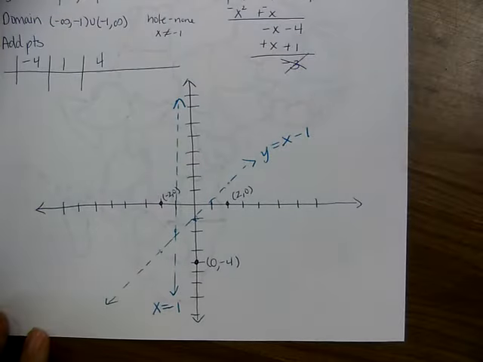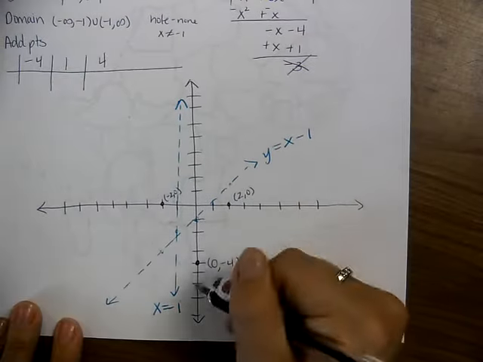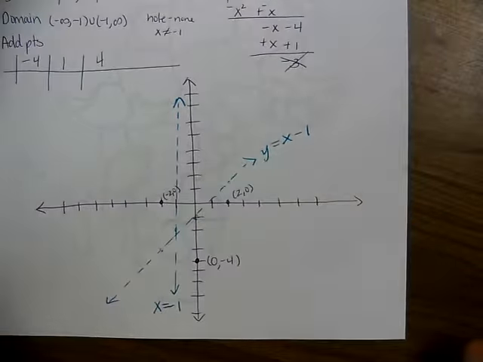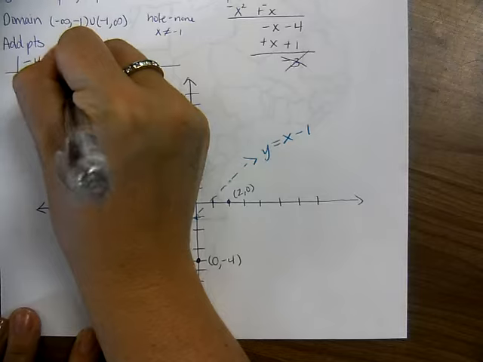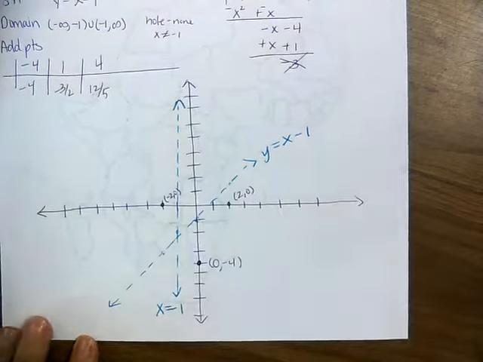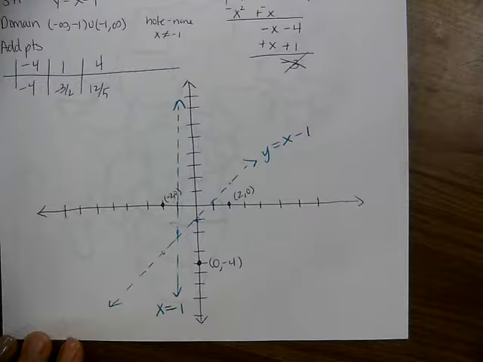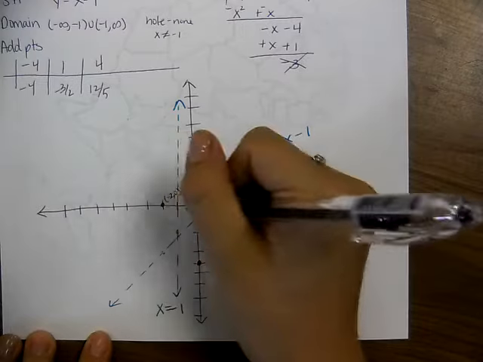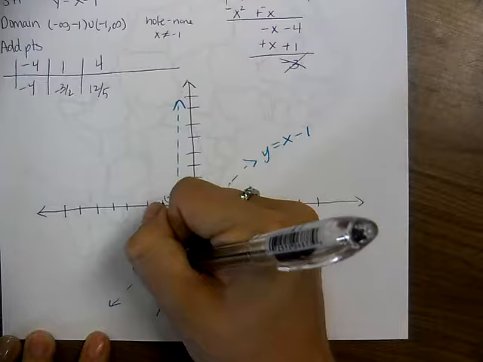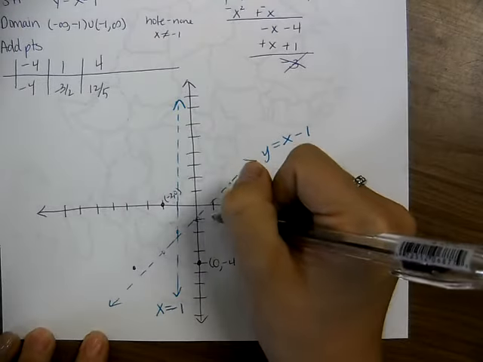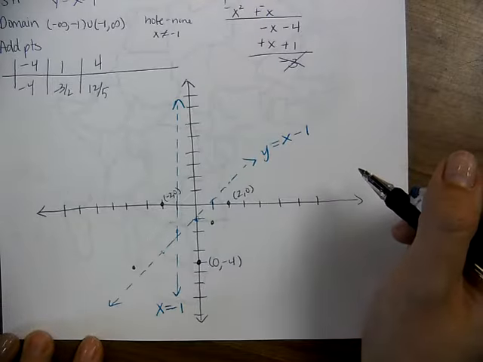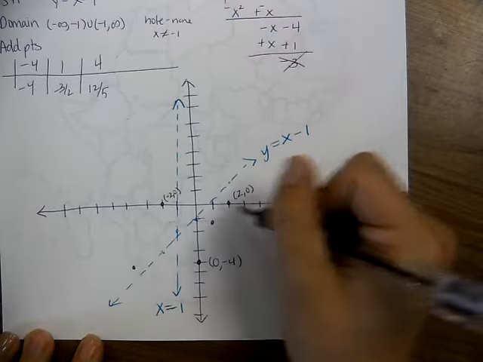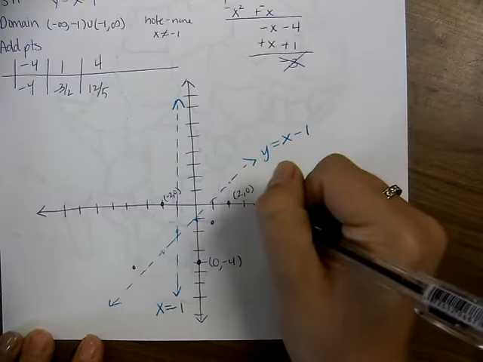I only picked 3 points because I really know what's going to happen here. This is going to be a curve and this is going to be a curve. So I don't need that many once you start recognizing the pattern of the graph. So -4 gave me -4, 1 gave me -3/2, and 4 was 12/5. Very easily. So -4 is here. 1, -3/2 is here. 12/5 is like 2.4, so a little bit under 2.5. See how easy that was?